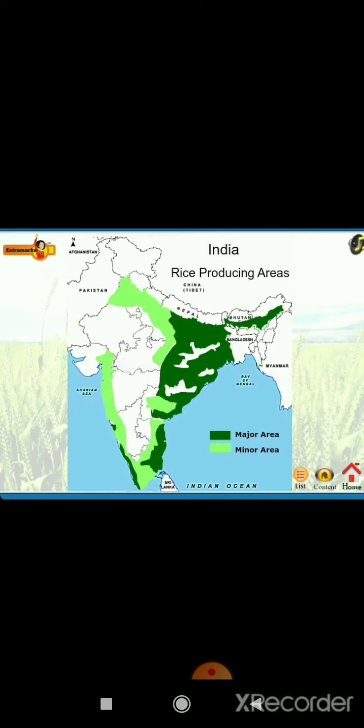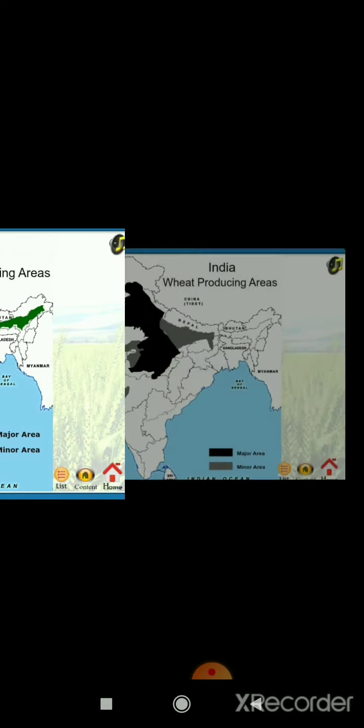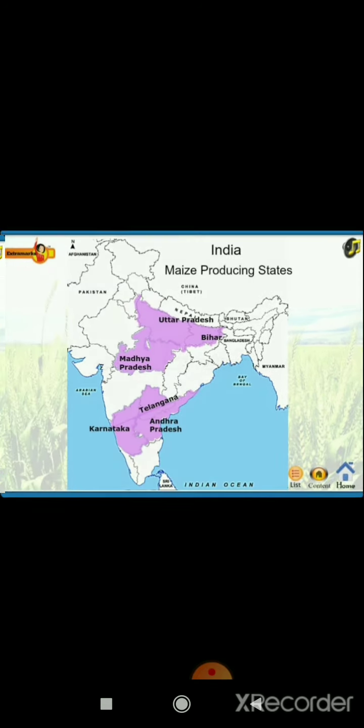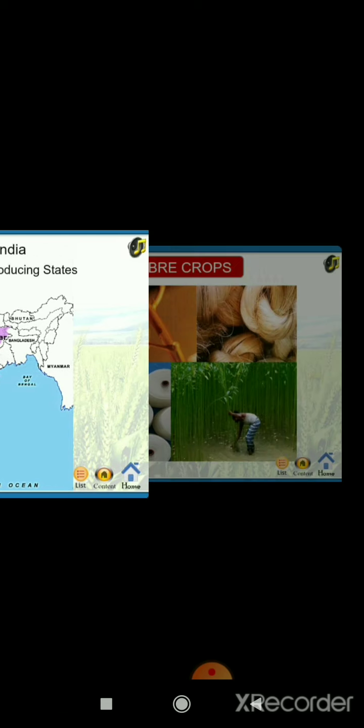Through the map, you can see the rice producing states of India, the wheat producing states of India, as well as the maize producing states in India. You are requested to do this map work in your classwork copy.